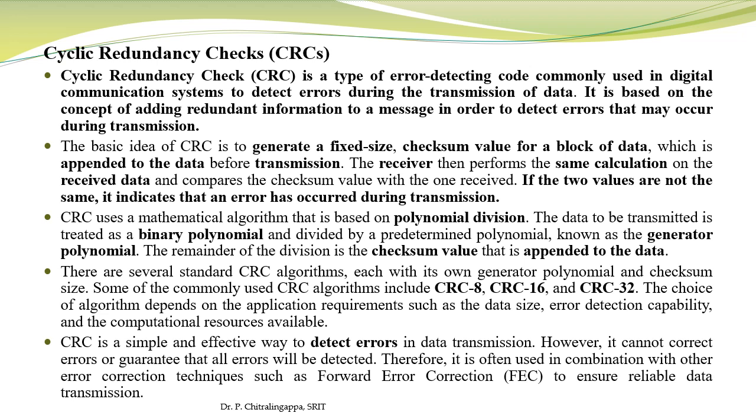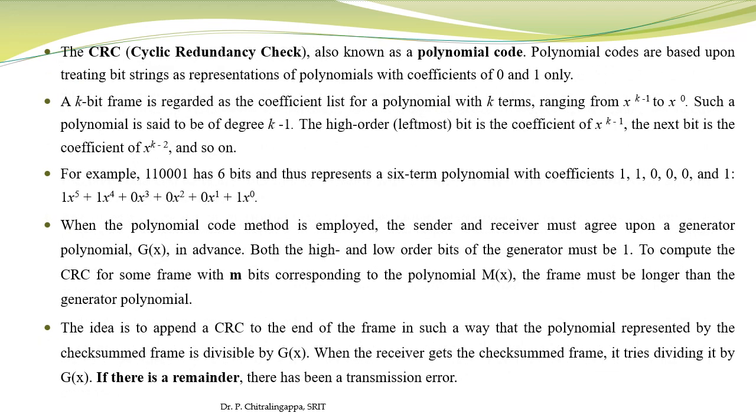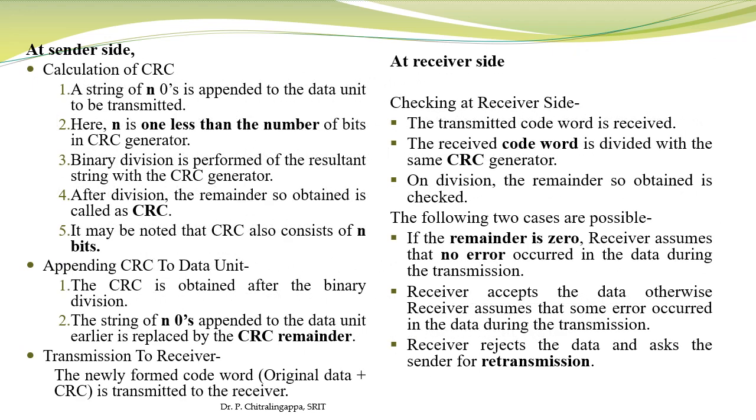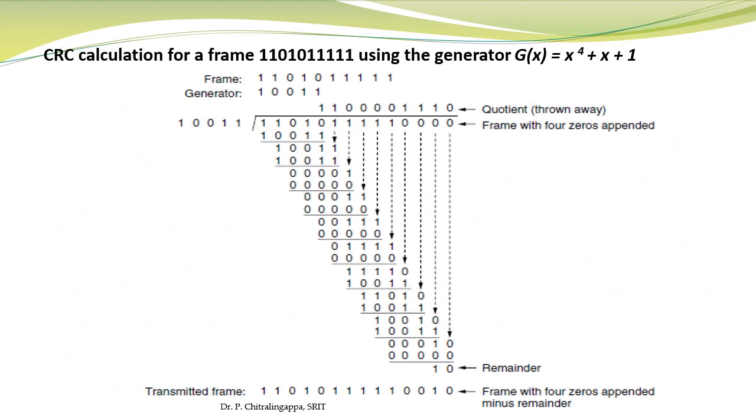And CRC, cyclic redundancy check, is also very important from an examination point of view. Just go directly to the problem. Here they have given one frame, and this is the generator they have given. Try to convert this generator into binary form like this, and divide the given frame by the generator, applying the XOR each and every time. Finally you will get something.